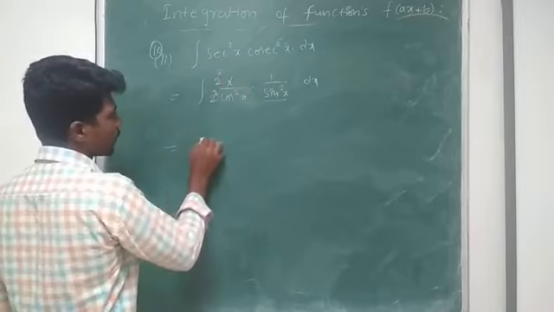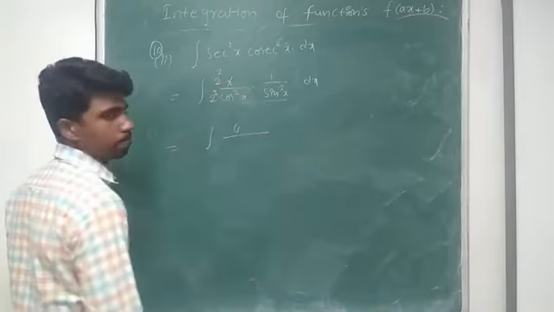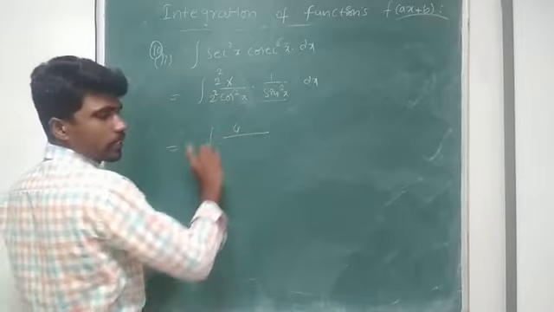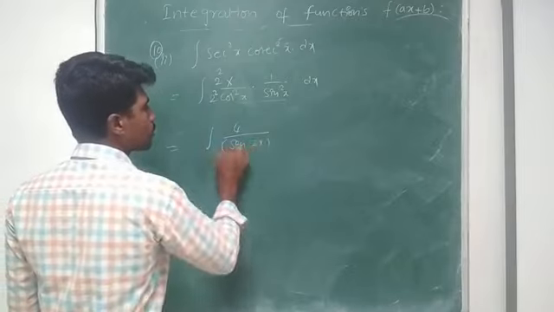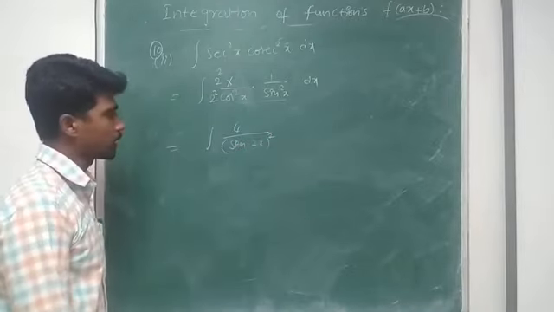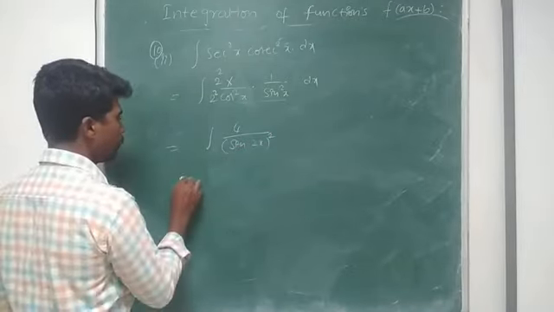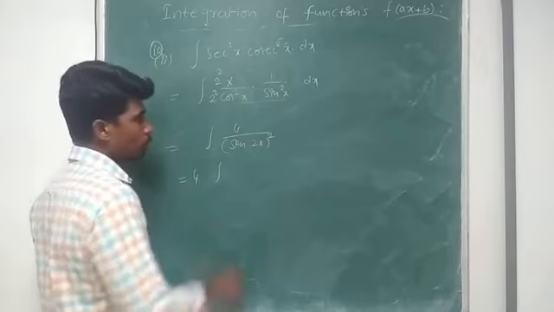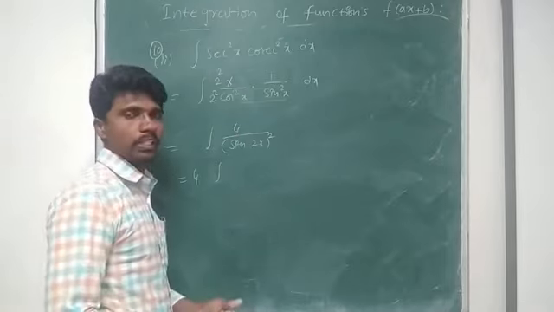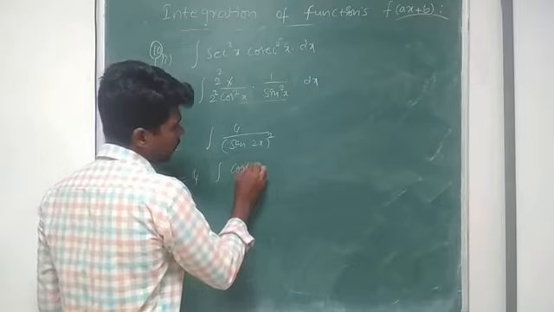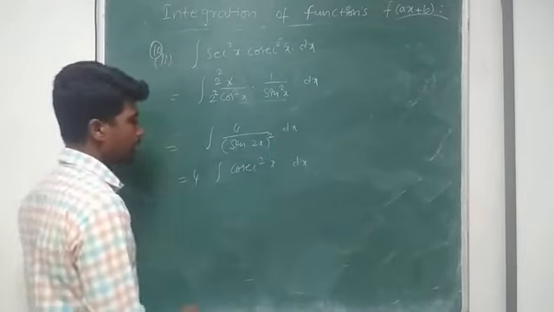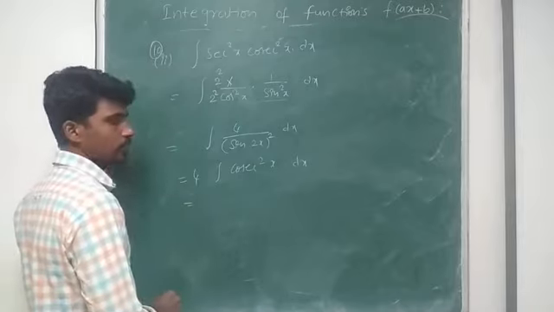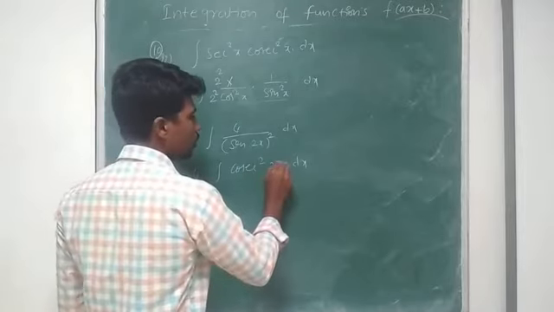Then what I get? Integral 4 by 2 sin x cos x whole square, which is nothing but sine 2x whole square. Take 4 outside, I get integral 1 by sine 2x whole square. 1 by sine square x is nothing but cosecant square x dx. It is not x, it is 2x.